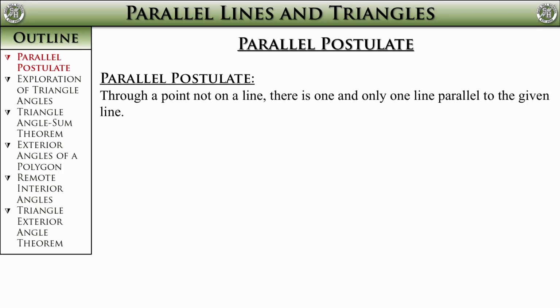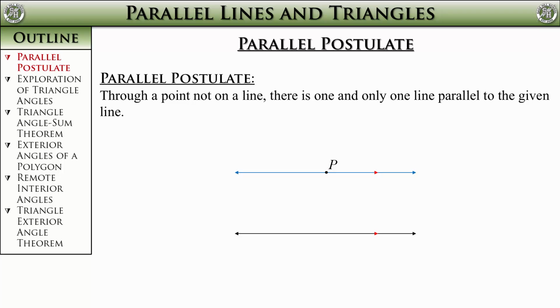It says that through a point not on a line, so a situation like this, here I have point P, which is not on that line. This postulate says that through this point, there is one and only one line that you can draw that is parallel to that original line. And that's it. Pretty simple. Pretty obvious, like most postulates. And like most postulates, it gets that same, well, duh, response.